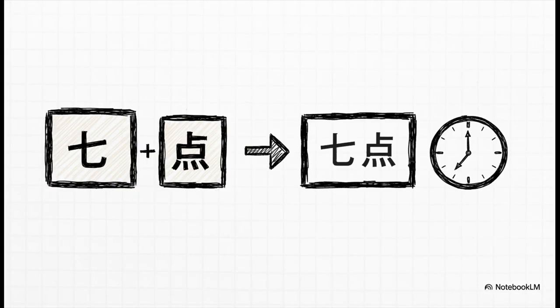And here is the best part. The grammar could not be easier. It is refreshingly simple. As you can see, all you do is say the number, and then you follow it with dian. That's it. So, for example, you take the number 7, which is qi, you add dian, and you get qi dian, 7 o'clock. This clean, logical, just-add-on structure is a key feature of how Mandarin handles time.